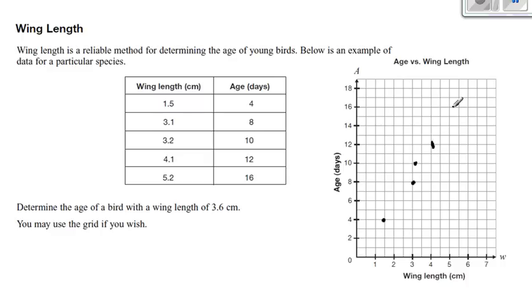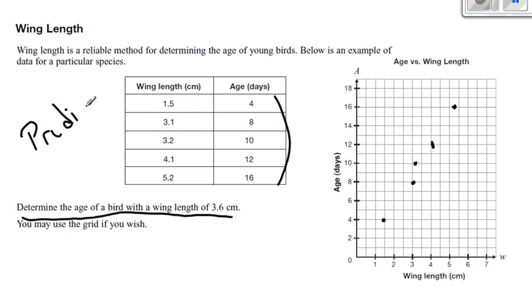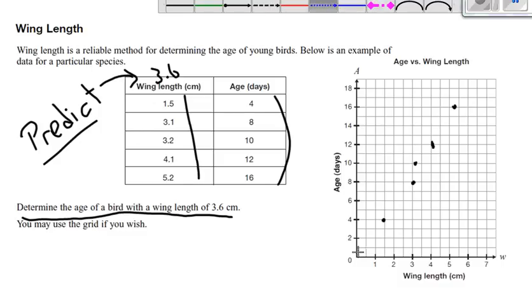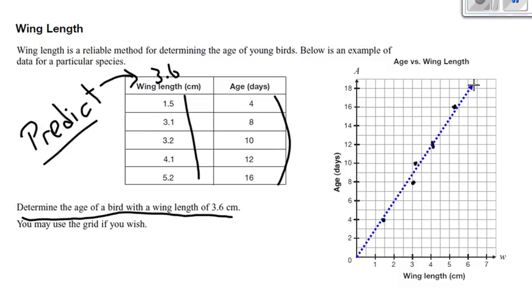So again, what I've just created is a scatter plot of the data. And how do you use a scatter plot of data? Well, for example, if I want to now use this data to predict something that's not in the data set, so 3.6 is not part of my data set, I need to predict what wing length 3.6 will mean. And the way to predict is to follow the trend of the data. In other words, let's make a line of best fit.